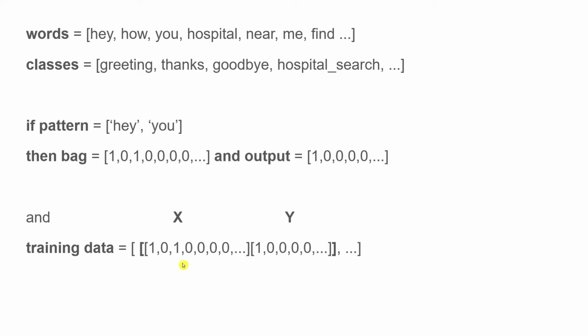All right, so we are creating training data that contains x and y. The x is the bag and y is the output, and we'll do this for all of our patterns, like hey you, how are you, where are you going, find me a hospital. For all those patterns, we'll create a bag and an output, and this x and y will be added to our training data. All right, so let's get going.